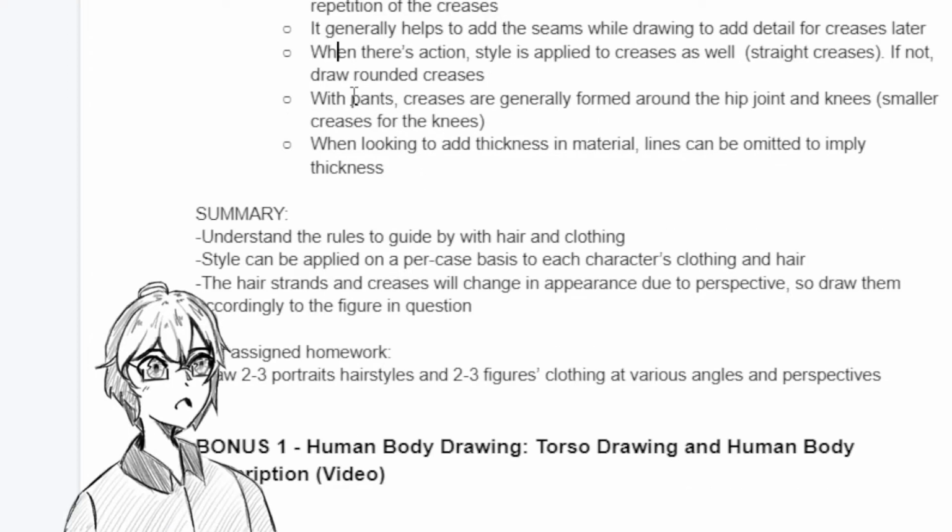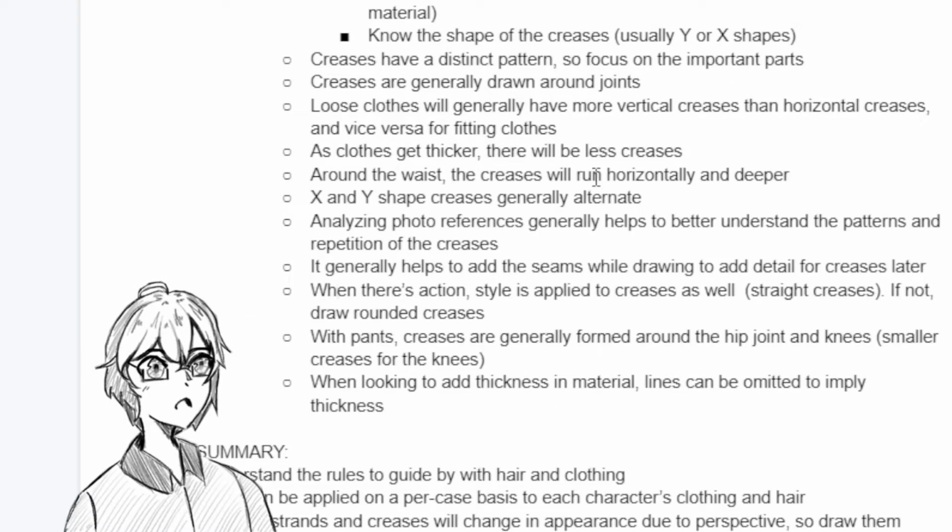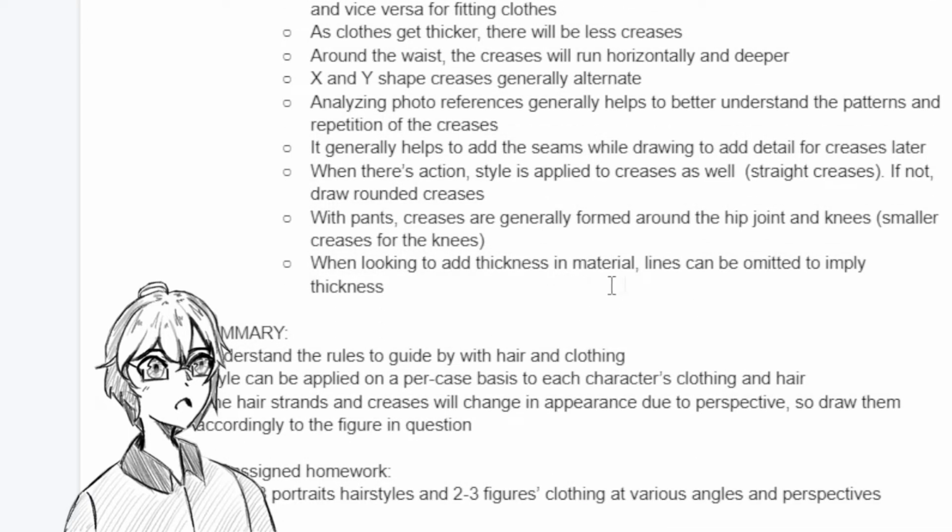And some more small tips with pants: creases are generally formed around the hip joint and the knees. Again, the joints are where you want to focus. And you generally want to draw smaller creases for the knees since the hips are going to have bigger creases, again with the natural tapering of the figure. So remember that as clothes get thicker, there'll be fewer creases. This will also imply that there's less work to do between lines, and you can actually omit some as well. So this is just an extension of the past statement.